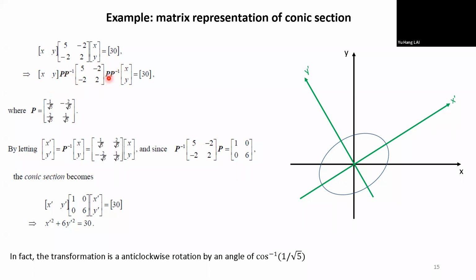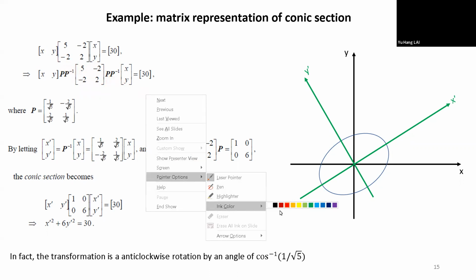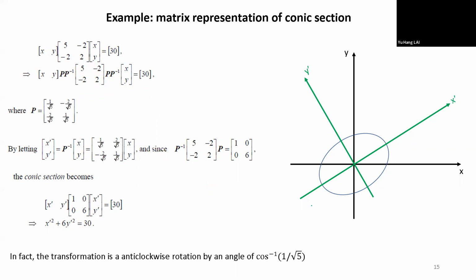And then over here, I again insert another identity matrix, P inverse P. Now you can see that if I just look at this part, P inverse times this matrix times P, then that is my diagonal matrix. So let me just label it like this. Here I break it down into three parts.